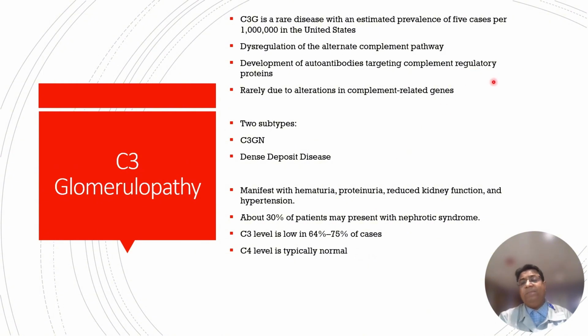You can develop C3 glomerulopathy because of autoantibodies, so it can be acquired, or because of inherited genetic abnormalities in complement-related genes. It manifests with hematuria, proteinuria, reduced kidney function, and hypertension, and about 30% may present with nephrotic syndrome.